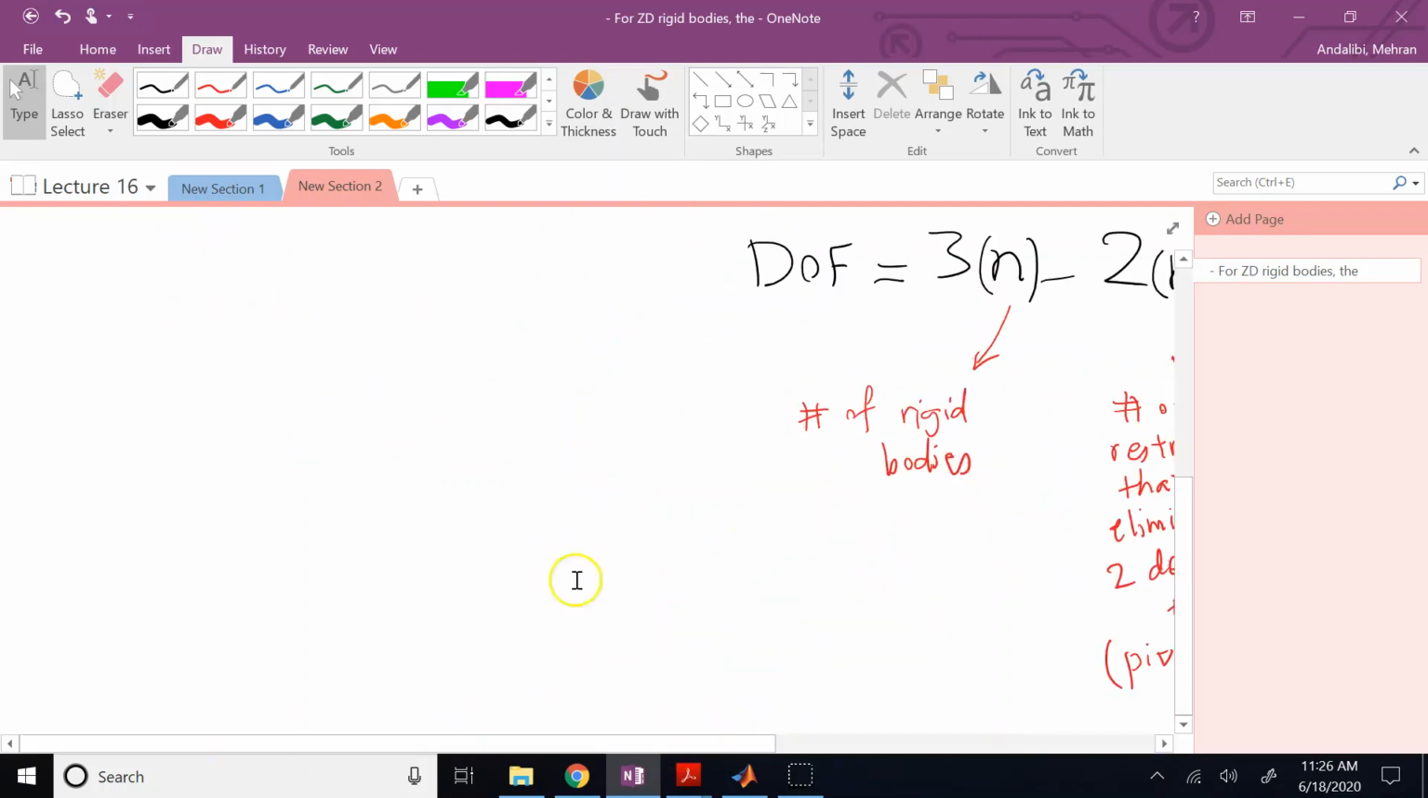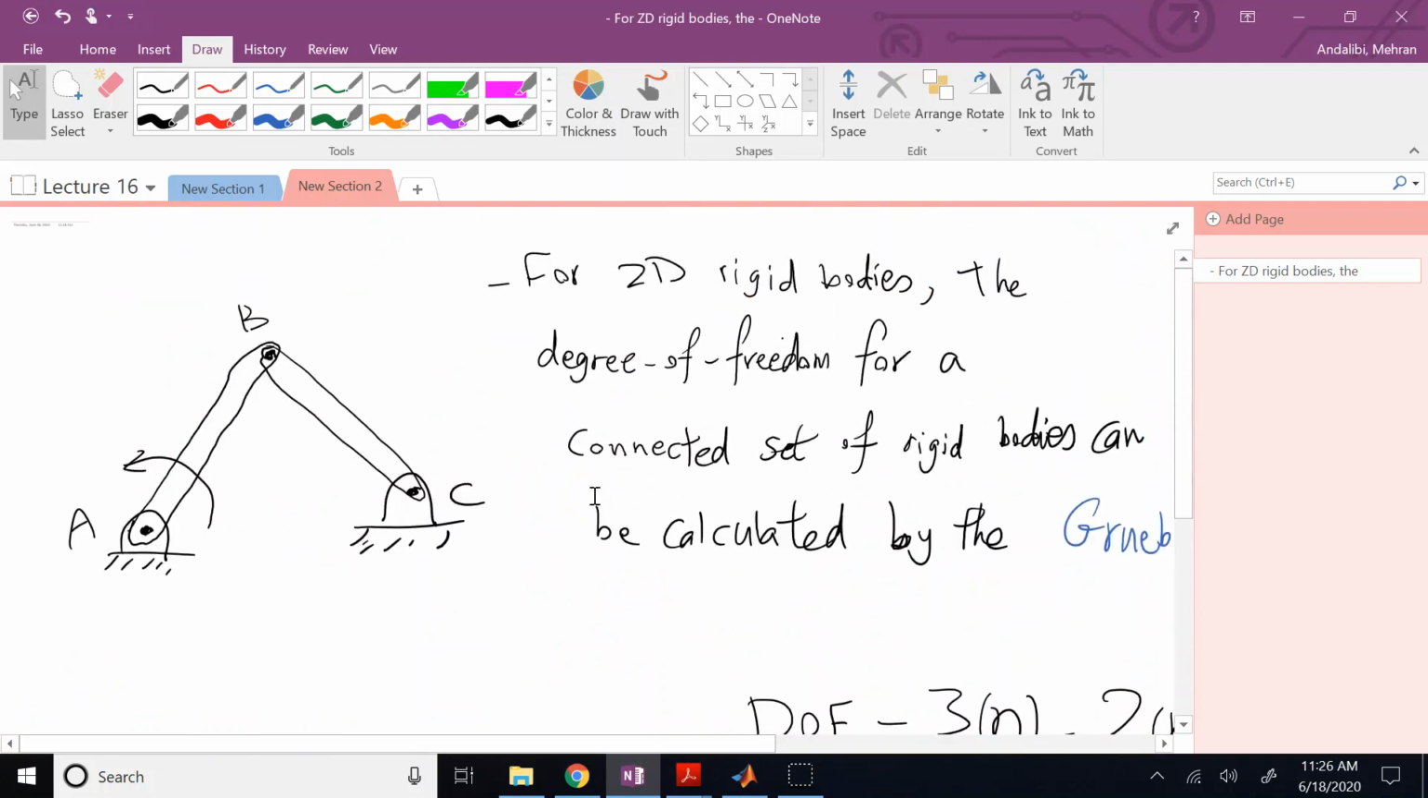And this is how much you are left with. So when you have this here, this is a simple truss, basically, right? This is the simplest truss that you have in 2D. And if I want to calculate the degree of freedom for this whole thing, what is the degree of freedom according to Grubler? So how many rigid bodies do you have that ideally can move? A, B, and B, C. So you have 2. So you're going to get 3 times 2, and then minus.